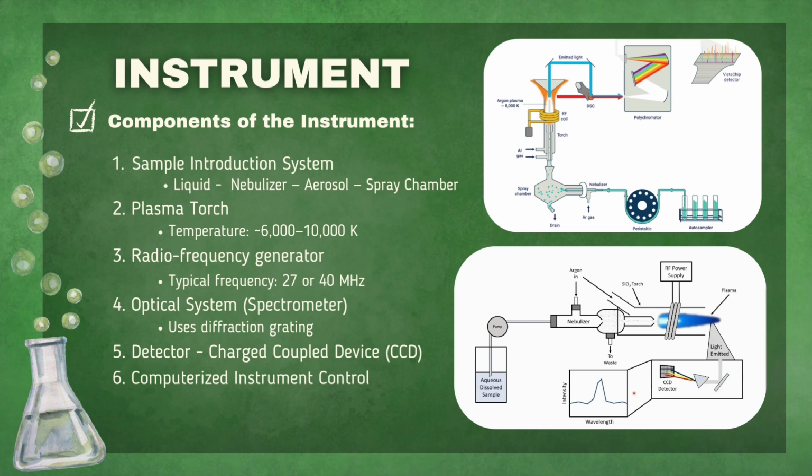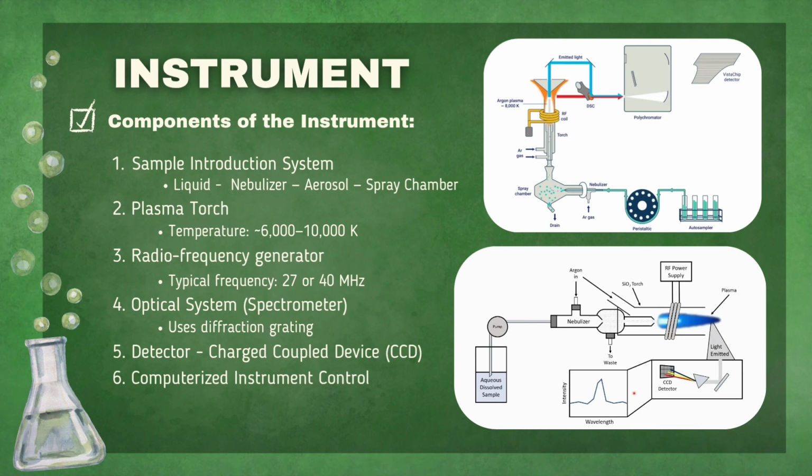Finally, the computerized control system processes these signals, compares them with calibration standards, and calculates the concentration of each element in the sample. To summarize the flow, the sample enters through the nebulizer and spray chamber, moves to the plasma torch where it is excited. The emitted light is then separated in the spectrometer, detected by the CCD, and then interpreted by the software.